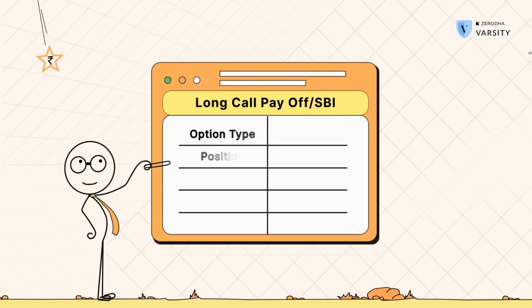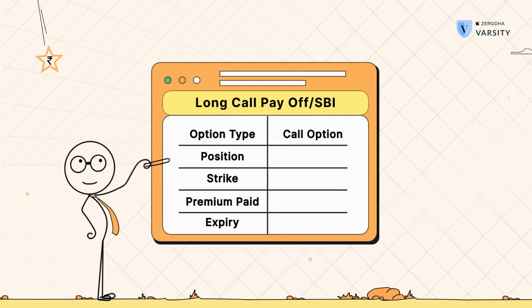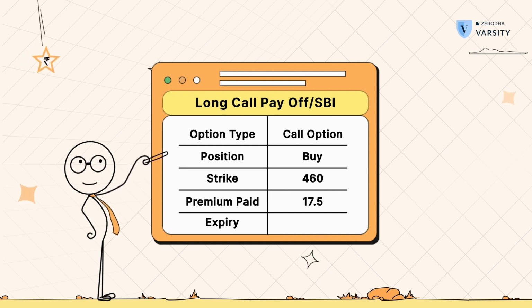I've got all the basic details on Excel here. The option type is a call option. The position that we are looking at is a buy position. Remember, we are evaluating this from a buyer's perspective. The strike price is 460. The premium that we've paid is 17 rupees 50 paisa. The expiry is 30 days from now.